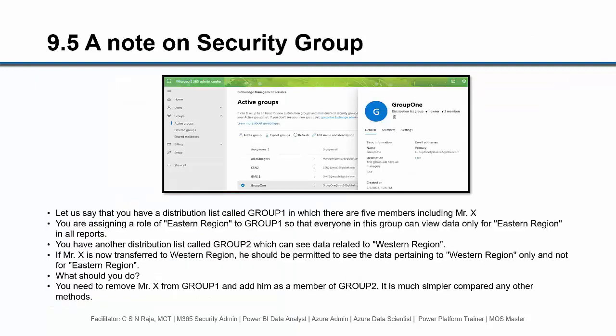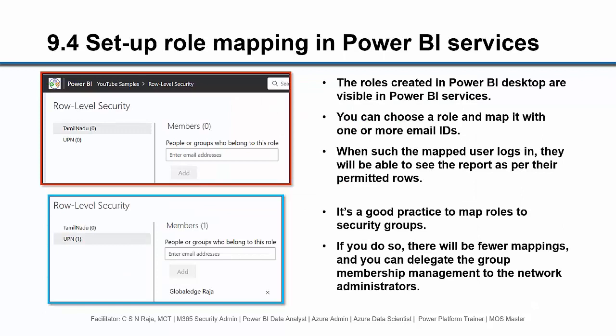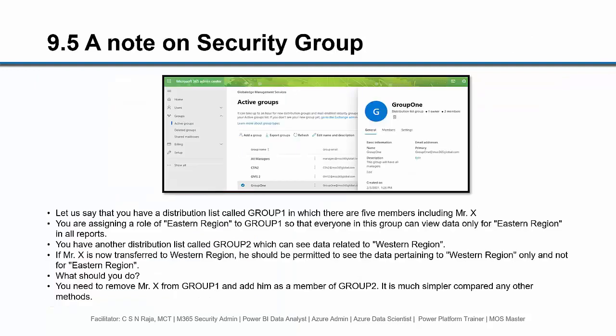I have not spoken about security group, let me touch upon that. Instead of assigning or instead of mapping users one by one, you can have all the users in security groups, and then you can map a role to a group. That is going to be helpful. Let us say that you have a distribution list called group 1 in which there are 5 members including Mr. X.